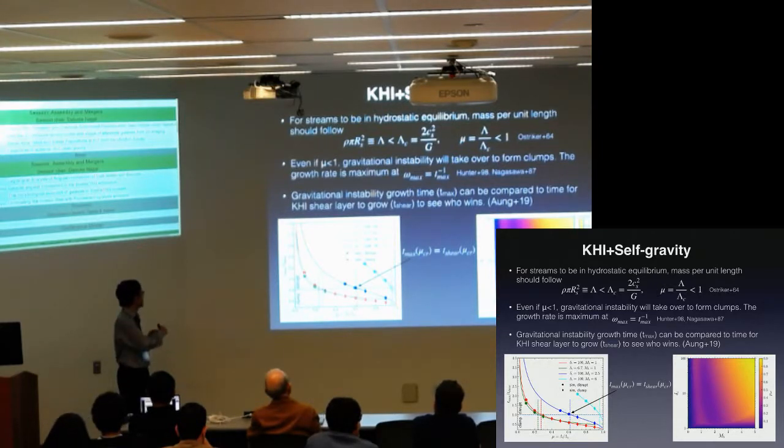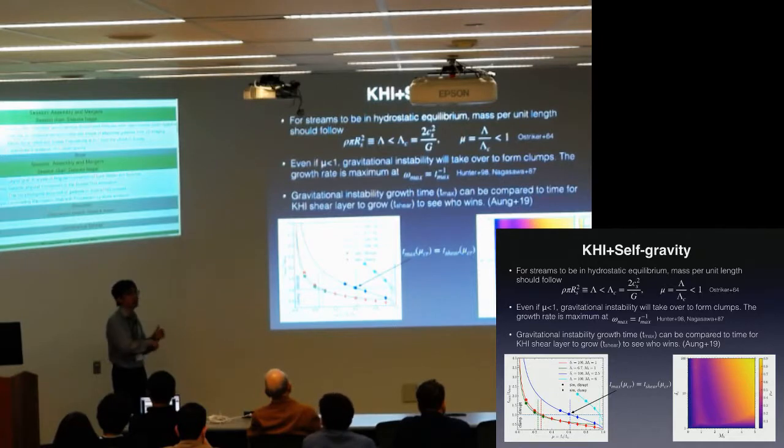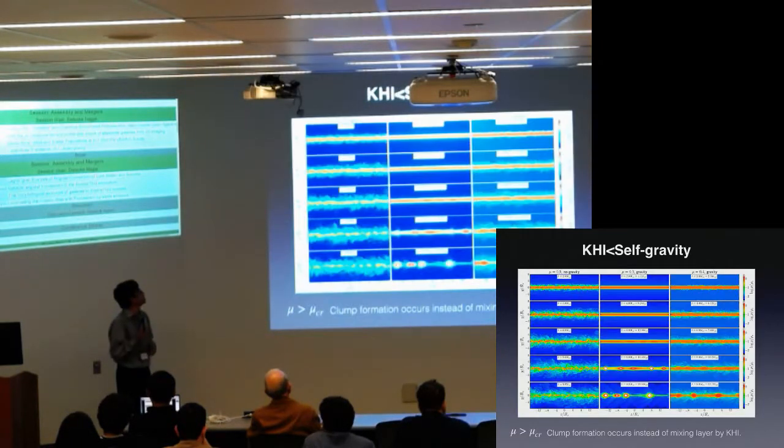For example, if it takes less time for the KHI to grow, then the shear layer will disrupt the density contrast before any gravitational instability can grow, and so KHI will take over, and vice versa.